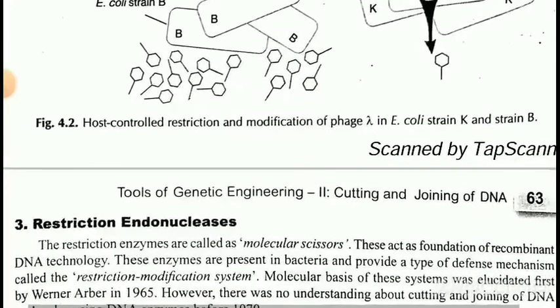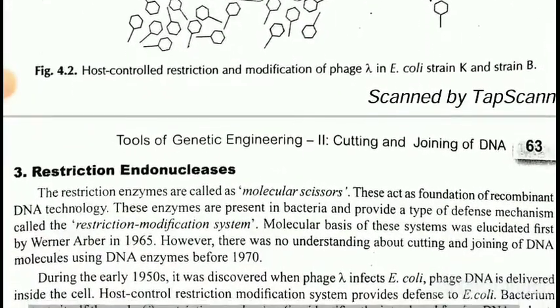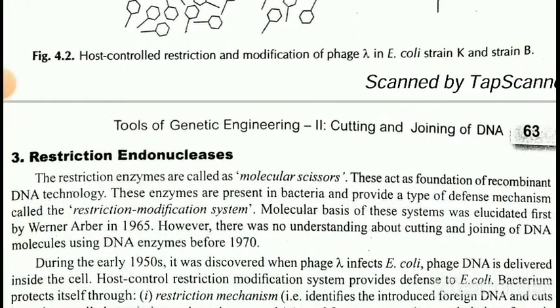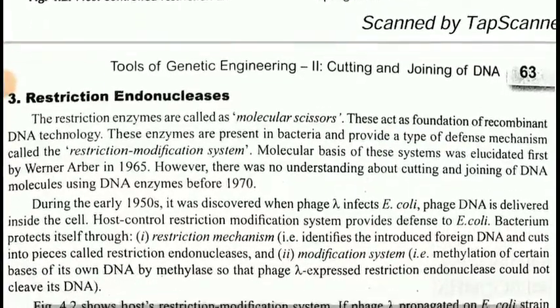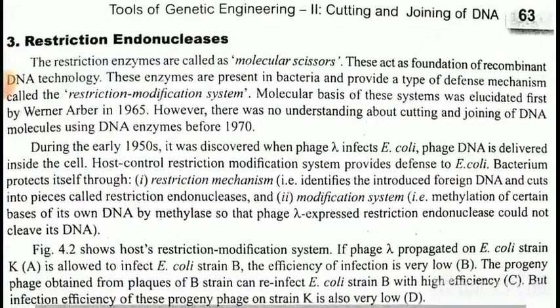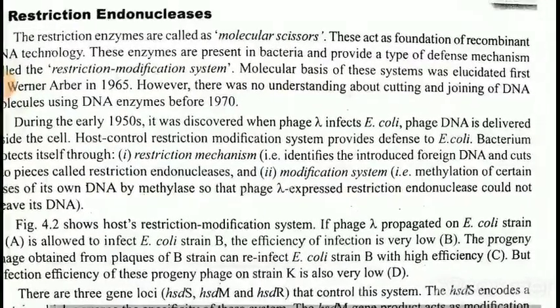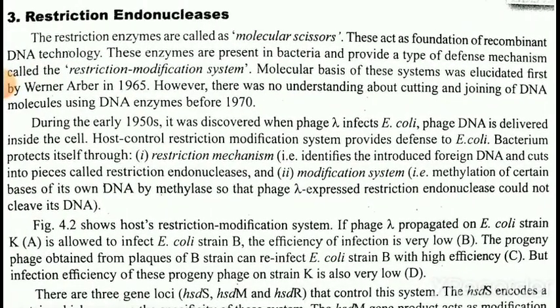3. Restriction endonucleases. The restriction enzymes are called molecular scissors. These act as the foundation of recombinant DNA technology. These enzymes are present in bacteria and provide a type of defense mechanism called the restriction modification system. The molecular basis of these systems was elucidated first by Werner Arber in 1965. However, there was no understanding about cutting and joining of DNA molecules using enzymes before 1970.